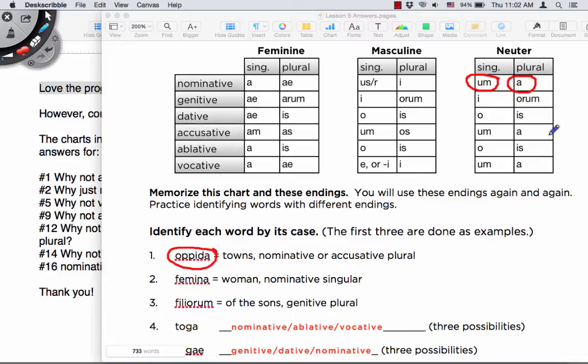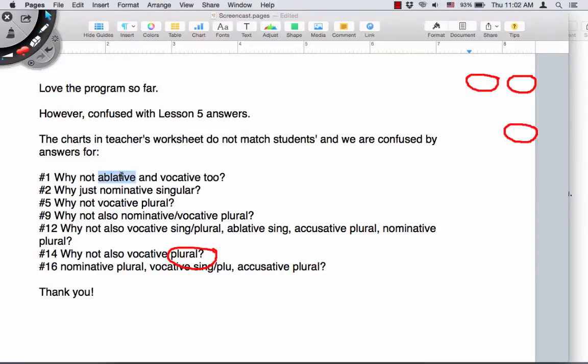If the town is a direct object, so I went to Italy and I saw many towns, those towns would be plural and they would end with a because they're plural direct objects, so oppida. But then the question is, why not ablative and vocative too? So let's take this one at a time. Let's go back over here.